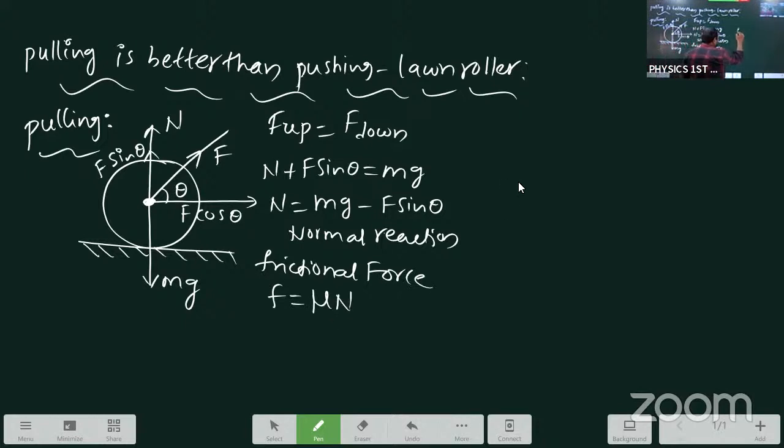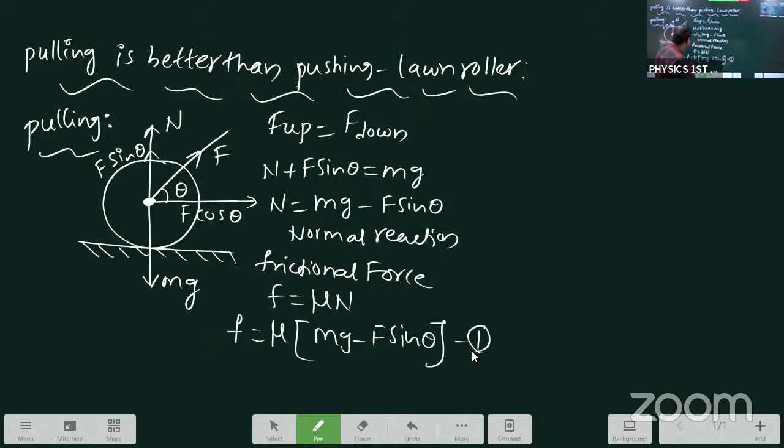What is the general frictional force? Small f is the frictional force, capital F is the external force. f is directly proportional to normal reaction. On removing the proportionality, we get the constant mu. So f equals mu into N. Substitute the N formula and we get our frictional force: mu into N, that is mu times (mg minus F sin theta). Equation number 1. This is the frictional force in pulling.